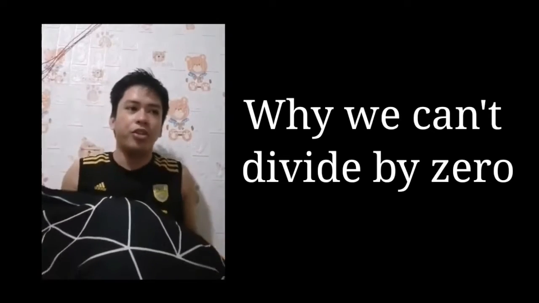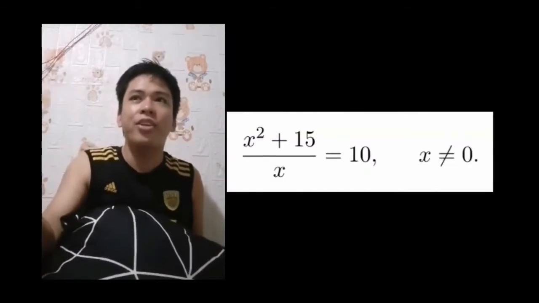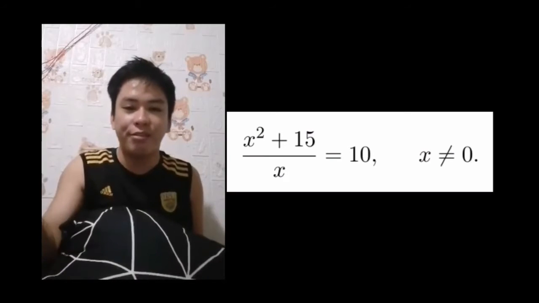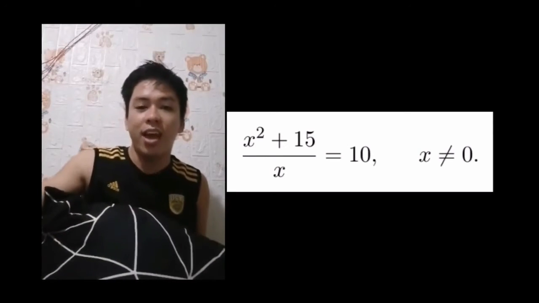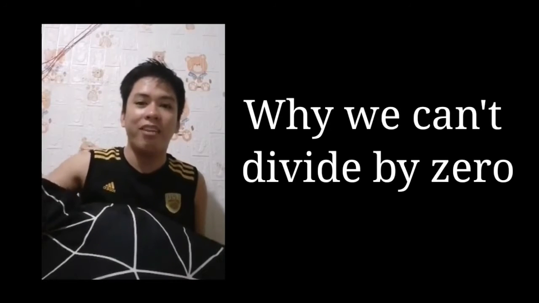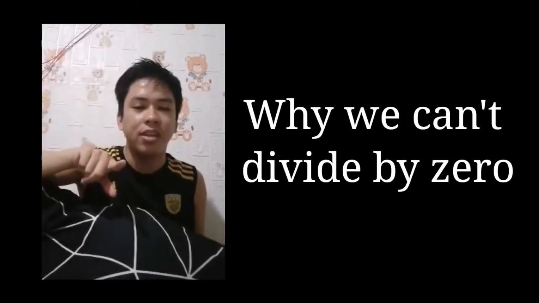Back in elementary algebra, you might have encountered problems like: solve for the value of x satisfying the equation x squared plus 15 all over x equals 10. And it says there, x is not 0. Why do we need to do that? I mean, why do we have x is not 0 when we're supposed to be solving for x?